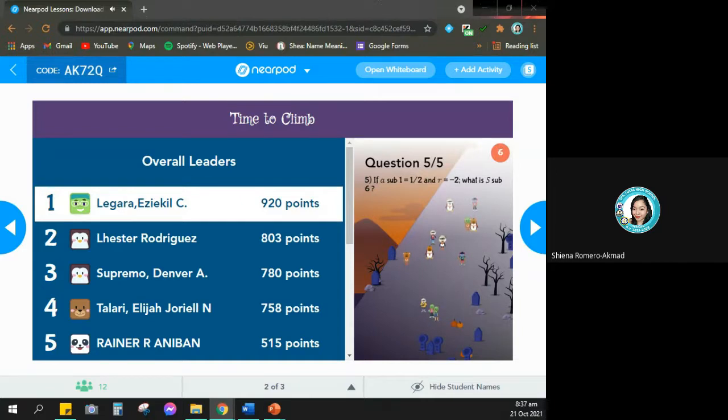So for question number 5, if a sub 1 is 1 half and the ratio is negative 2, what is the sum of S sub 6?